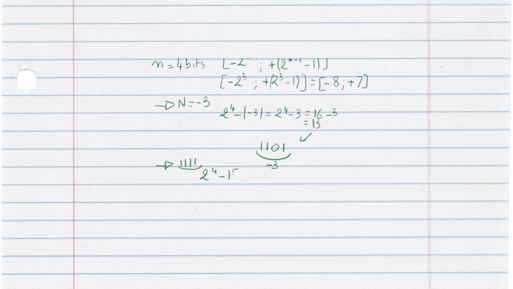And it works the other way around as well, because 1, 1, 1, 1 in base 2 is 15. So 16 minus 15 is 1. So minus 1. This number is the representation of the value minus 1 in 2's complement notation over 4 bits.